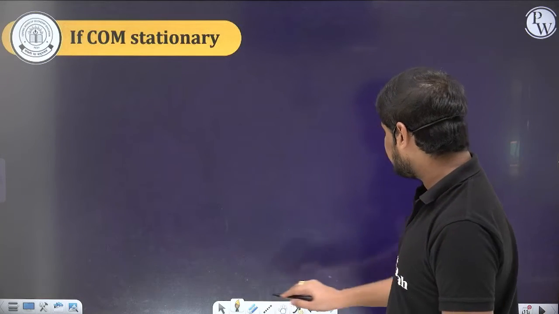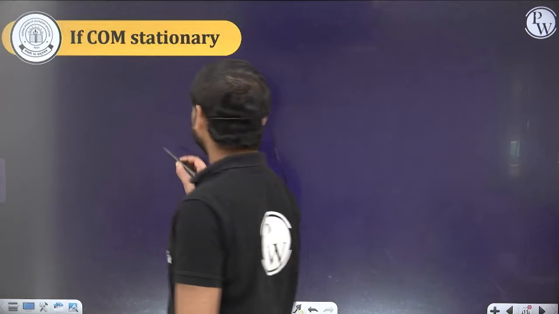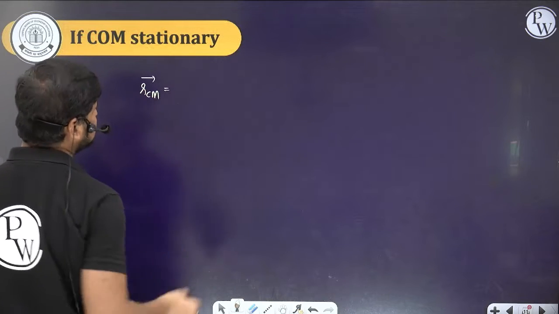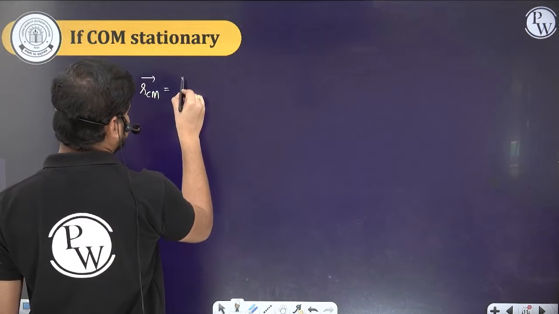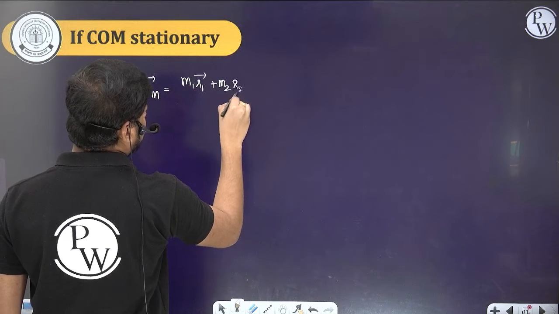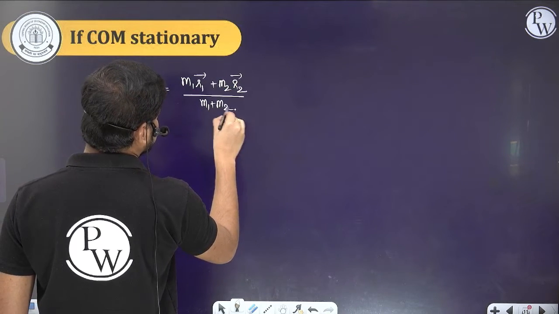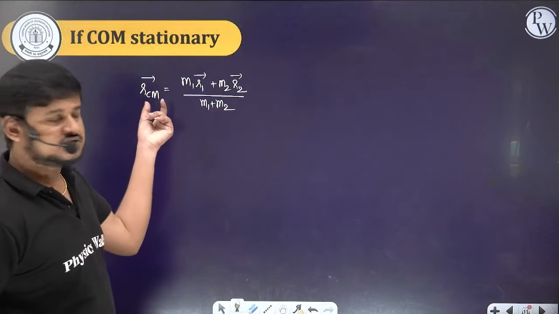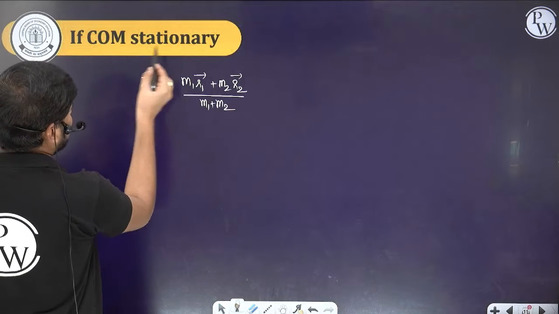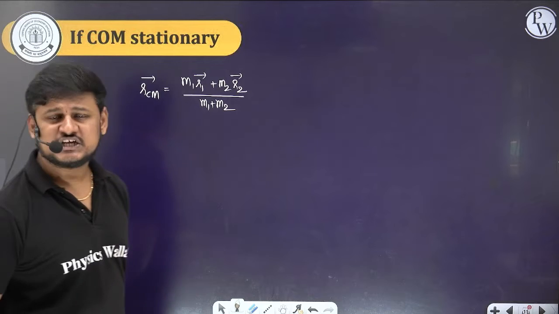So if the center of mass is stationary, the position of the center of mass, for a system of two particles, is (m1 r1 + m2 r2) / (m1 + m2). This is the position of the center of mass, right? If the center of mass is stationary, it means its velocity is zero, yes or no?